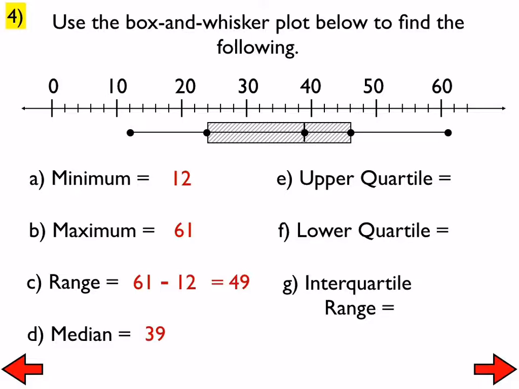Upper quartile. 46. Upper quartile looks like it is 46. Lower quartile. 24. Looks like it's 24. Interquartile range. 22. It's 22. We just take upper quartile and subtract the lower quartile. All right, we are finished for today.